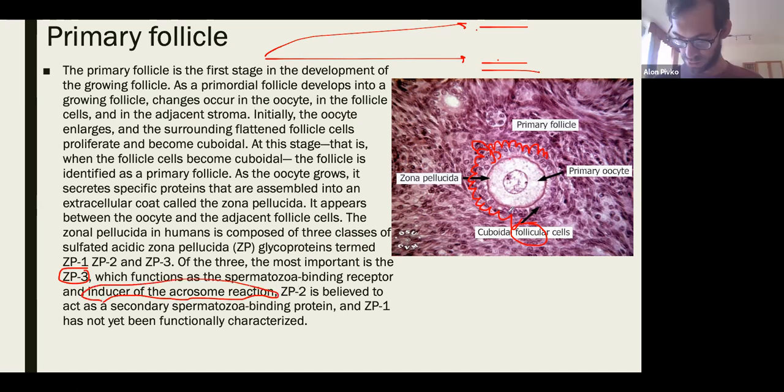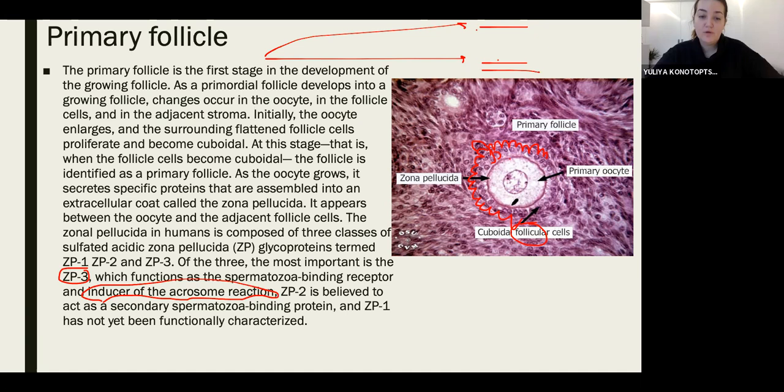Decapitation. After decapitation of the head of the spermatozoa, you have the destruction of zona reticulum. Exactly. So yeah, let me simplify. I'm trying to simplify this. Yes, you need to shorten your sentences.